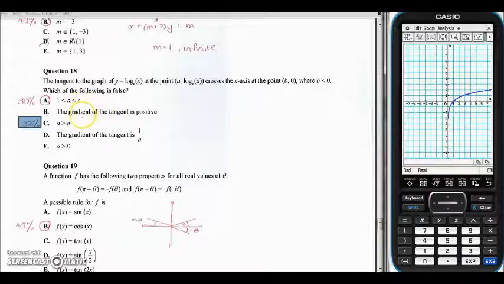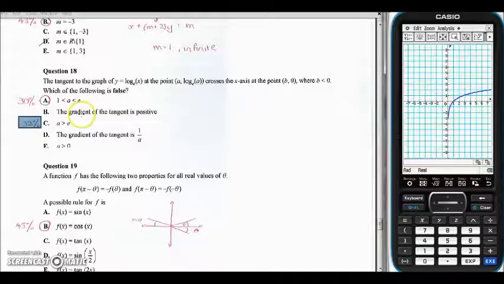If we have a look at the options, if you're clever looking through them, you should be able to see that two of them contradict each other. The two that contradict each other are A and C. One of these two has to be false, because A suggests that a has to be between 1 and e, while C says a has to be greater than e. Both of those things can't really be true. So we're going to narrow it down to which one it has to be.